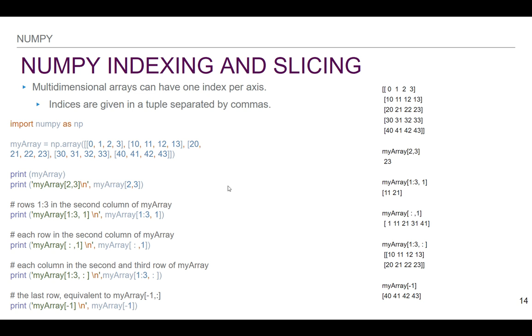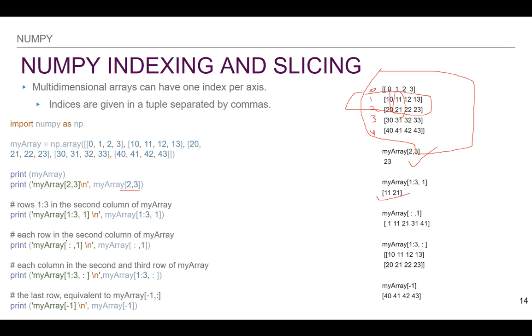Here's another indexing and slicing example that is a little bit intense. So here is a matrix, 0, 1, 2, 3, and 4. So if you want to print my array of 2 and 3, this is easy. 2 and 3, 23. Here, the rows 1, 2, 3, which means those 2 rows, and the 2nd column of my array. So the 2nd column of these rows is 11 and 21.